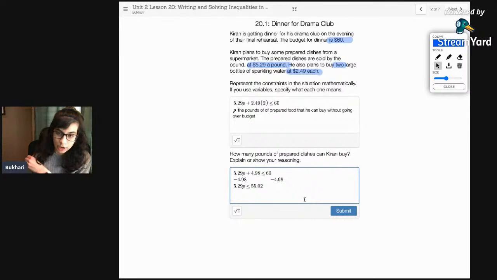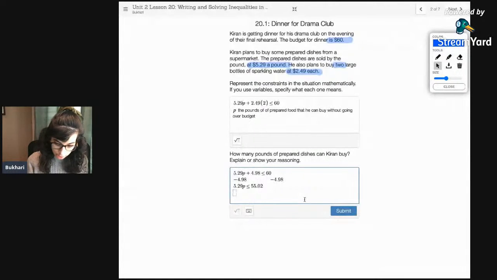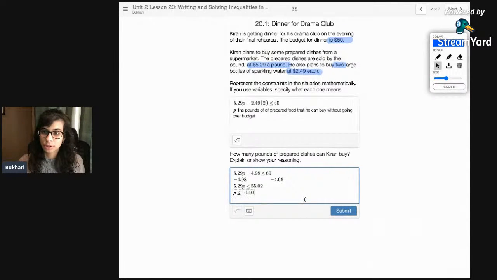Last but not least, divide on both sides, because the operation that we see here is multiplication. Like I said, this is very familiar from how you solve equations. Not much has changed, but it's going to be a different idea of what the solution is. And so in this instance, if you divide by 5.29 on both sides, you're going to get P is less than or equal to 10.4, which means that I need 10.4 pounds of prepared food. I need less than or equal to 10.4 pounds so that I stay within budget.